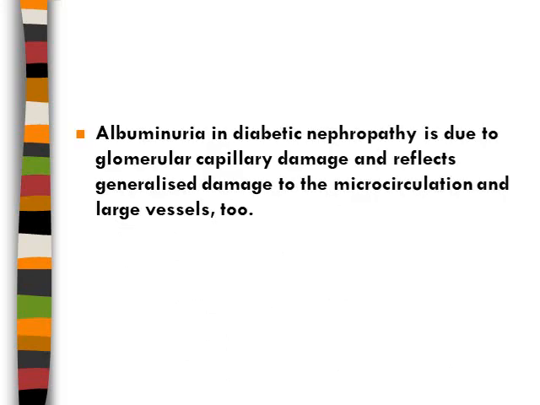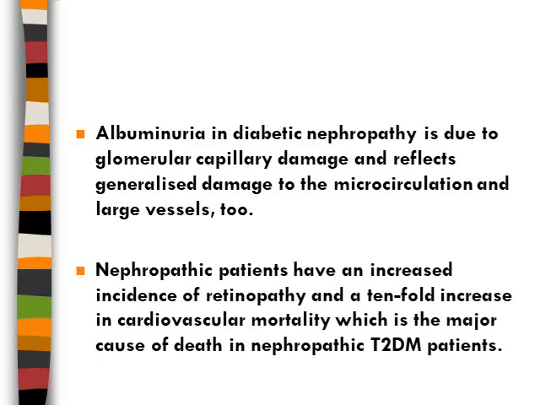Then comes diabetic nephropathy. Albuminuria in diabetic nephropathy is due to glomerular capillary damage and reflects generalized damage to the microcirculation and large vessels too. Nephropathic patients have an increased incidence of retinopathy and a tenfold increase in cardiovascular mortality, which is the major cause of death in nephropathic type 2 diabetic patients. The patients with nephropathy in type 2 diabetes tend to die earlier due to cardiovascular problems rather than nephropathy itself.